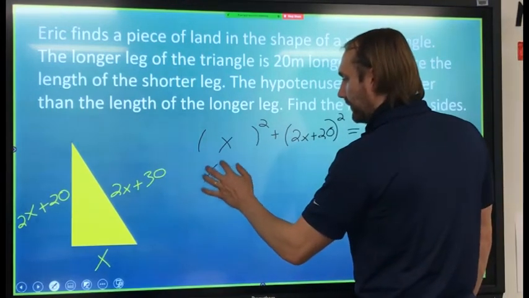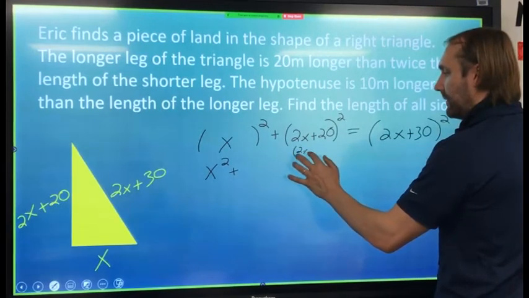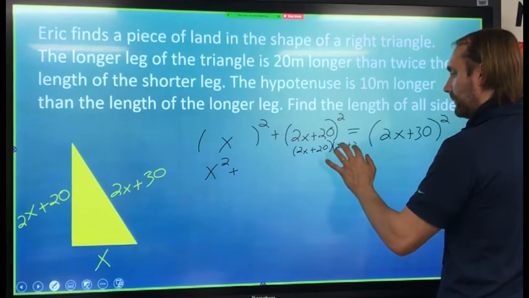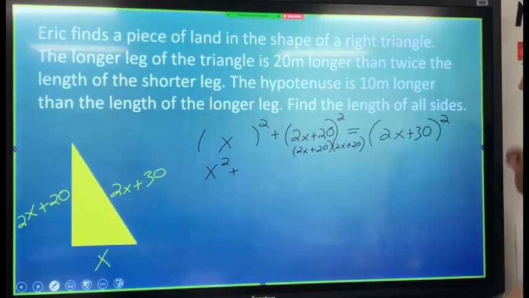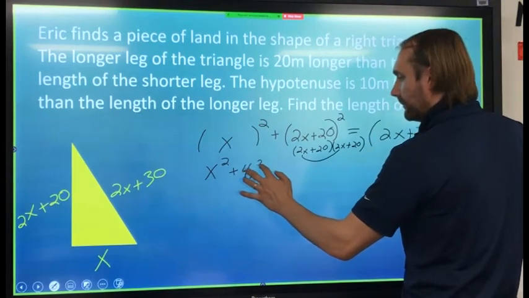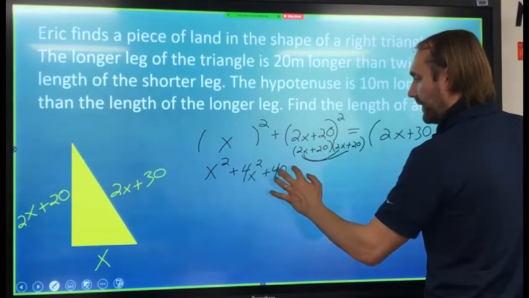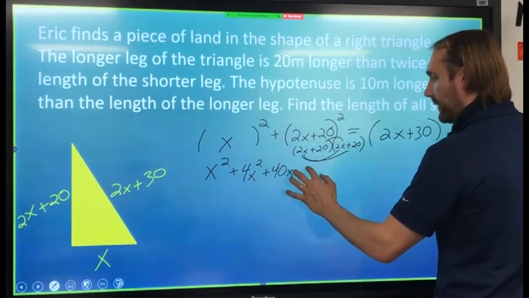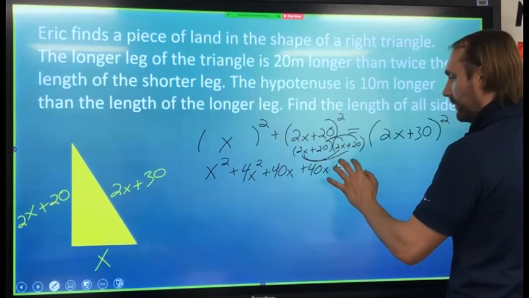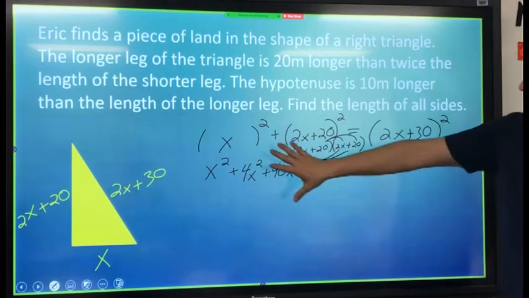So this is x squared plus (2x plus 20) squared. Let me distribute this. 2x times 2x is 4x squared. 2x times 20 is 40x. 20 times 2x is 40x. And 20 times 20 is 400. So that's the left side here.